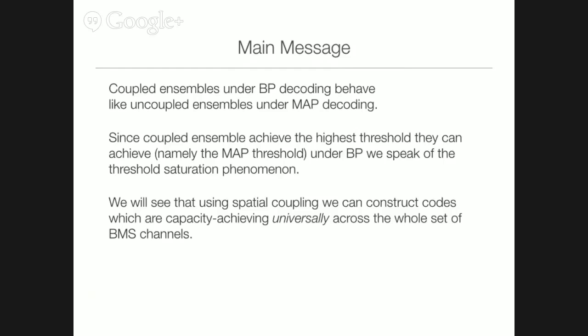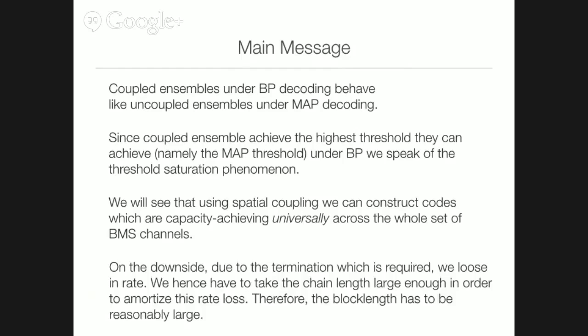And the nice thing is also that they're universally capacity achieving, and we have seen that one of the downsides is the termination, which causes some rate loss, and because of the rate loss we can't pick the L too small. So this is not a construction for codes that are very short. Maybe if you have length 10 or 20,000, then it would make sense to look at these codes, but if you have a code of only length, whatever, 1,000, then it probably doesn't make sense.